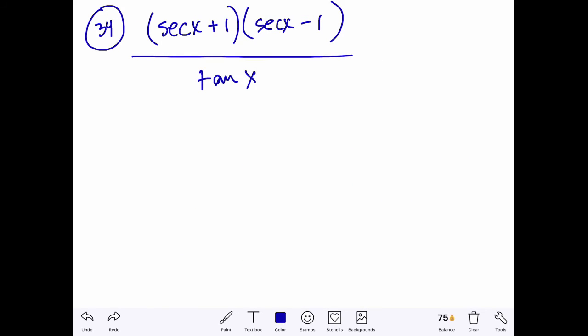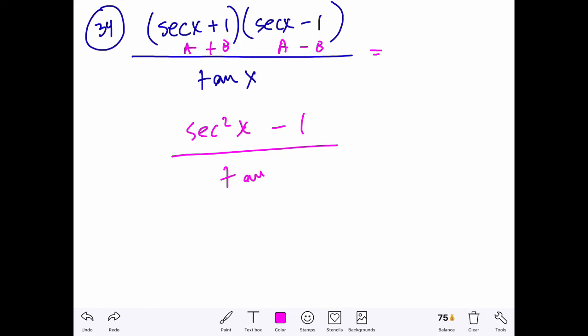Okay, let's look at a couple trig identity problems, and then we'll do some sum and difference, and hopefully this will help you get going in the review. Okay, so again, I want to look for ways I can simplify this. And if I see, say, a plus b times a minus b, well, I know that's a squared minus b squared. Well, that'd be secant squared x minus 1 squared, which is 1, over tangent of x.